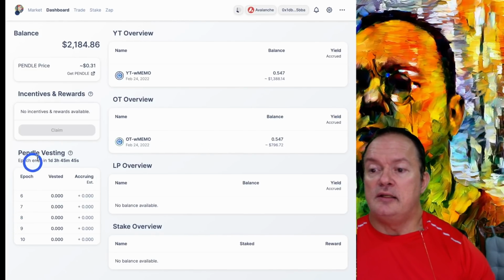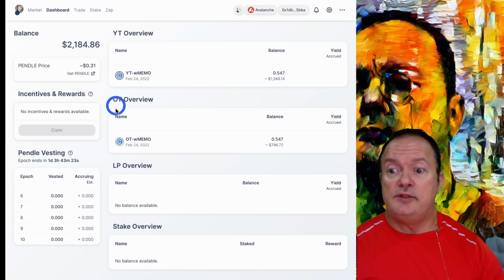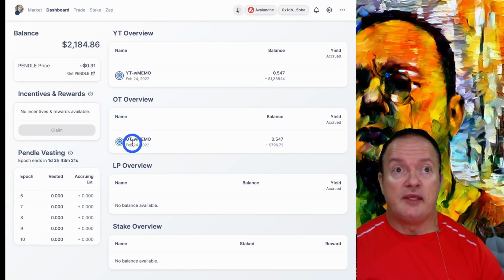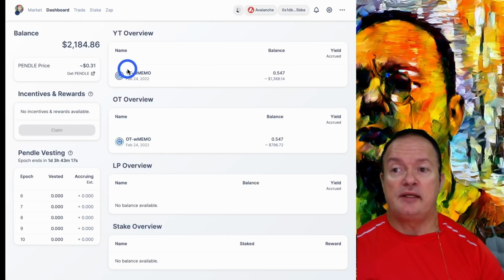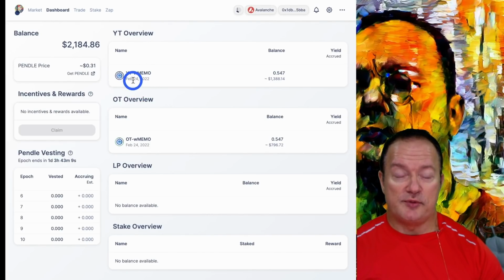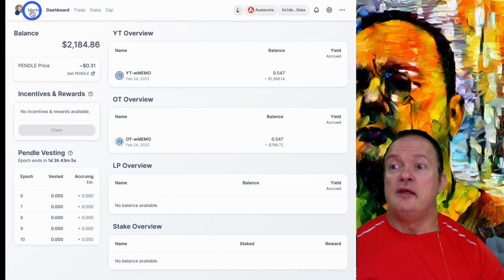Nice. And this is where we're going to see our rewards if we decide to use the LP pool. Okay, so we need to trade this for MIMS on TraderJoe. And then we come back on Pendle, and we're going to convert our MEM into more YT-wMEMOs. Okay, we can't do both on TraderJoe.